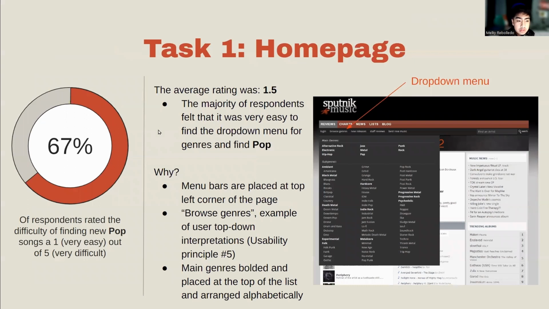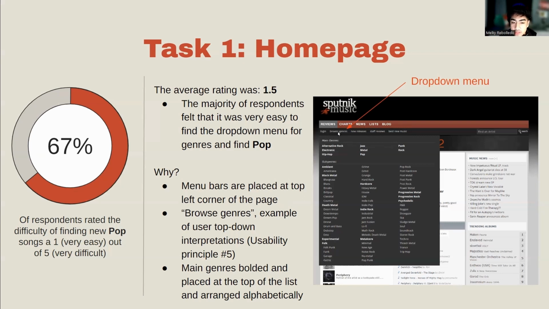So diving into the technical data, 2/3 of respondents rated the difficulty of finding new pop songs a 1 out of 5, where 1 is very easy and 5 is very difficult. Thus, the majority of respondents felt that it was very easy to find the drop-down menu for genres and find pop. Why? Well, the main navigational menu bars are placed at the top left corner of the page for easy access. Just to note, English readers tend to start reading a page at the top left corner, so having things conveniently in that corner is very great for usability.